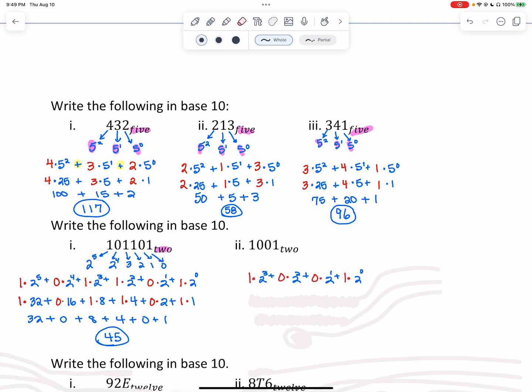So then you fill in your numbers that you have right here. You put those in these places for place value, right? And then we've got to figure out 2 to the 3rd, that was 8, right? 2 to the 2nd is 4, 2 to the 1st is 2, anything to the 0 is 1, and then you just do the multiplication, then you add. Okay, so we've done a base 5, we've done base 2.